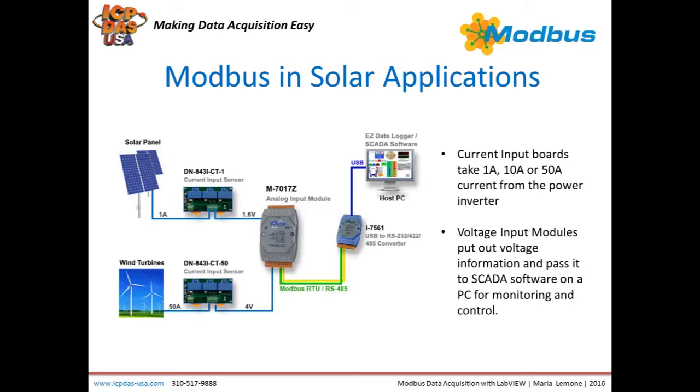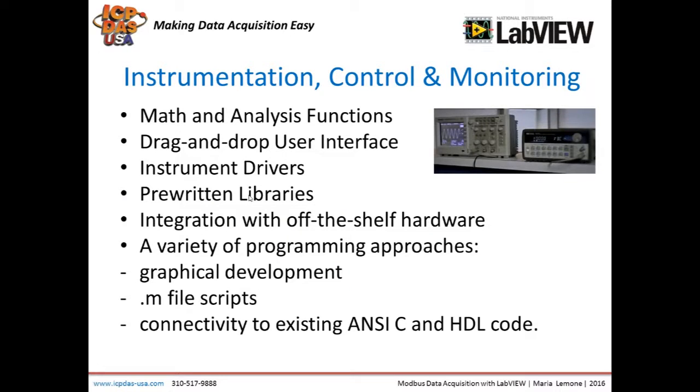The M7017Z modules I just showed you are widely used in renewable energy applications, including solar power and wind turbine monitoring of power generation data. They provide highly accurate measurements and can be used with LabView to further analyze the data and store data in a file. The DN843i-CT current input boards take in 1 amp, 10 amp, or 50 amp current from the power converter connected to the solar panels and wind turbines.